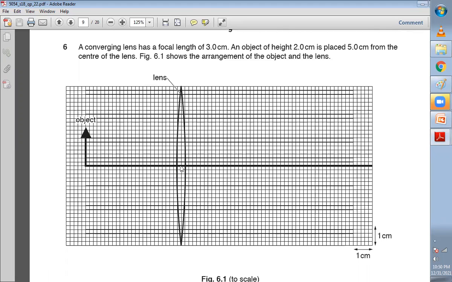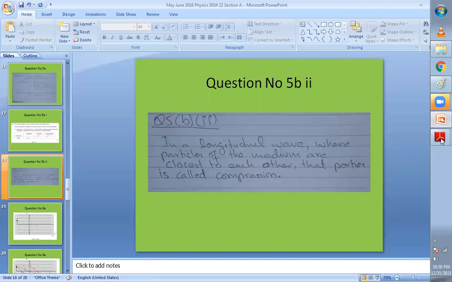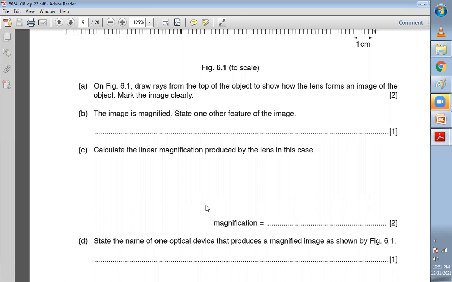Remember this. This is the optical center of the lens. From here, count 15 small squares and put a dot here. That will be your principal focus. From the optical center, go 15 small squares to the left and put a dot there, and that will also be a principal focus. So let me show you, but we have to look at the question first. It says on figure 6.1, draw rays from the top of the object to show how the lens forms an image of the object. Mark the image clearly.